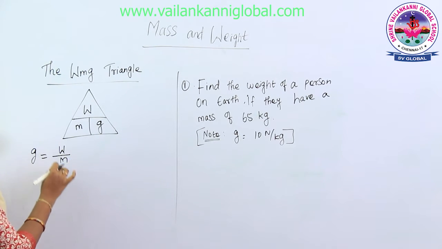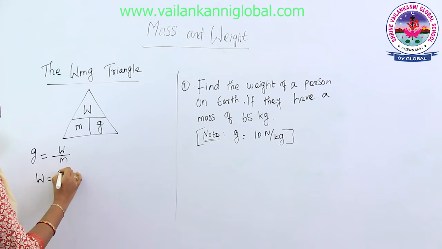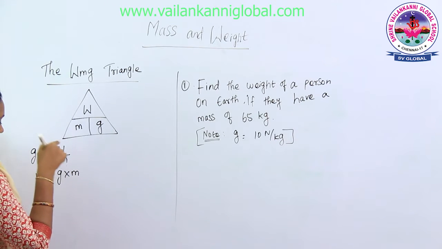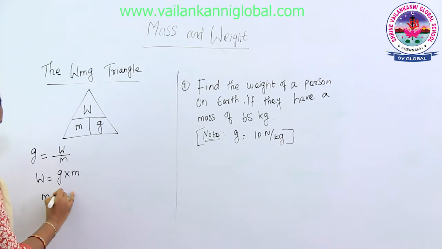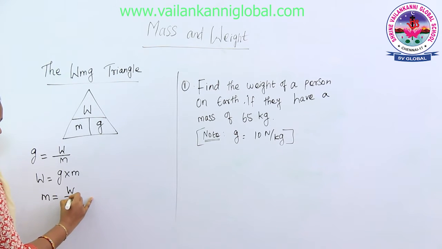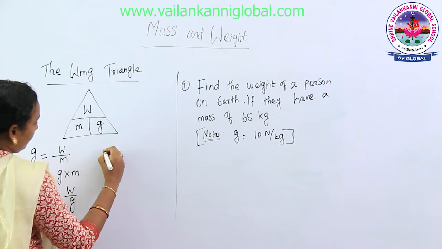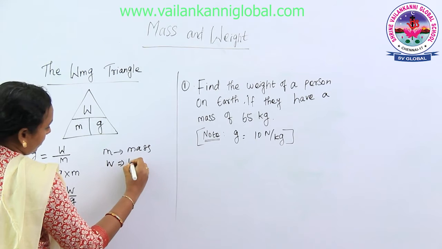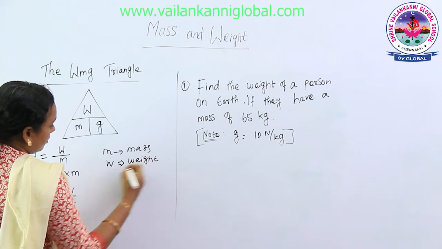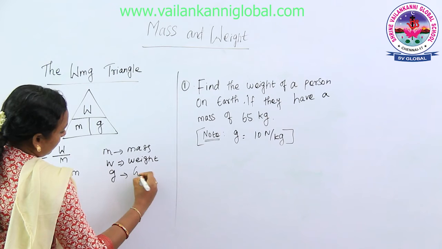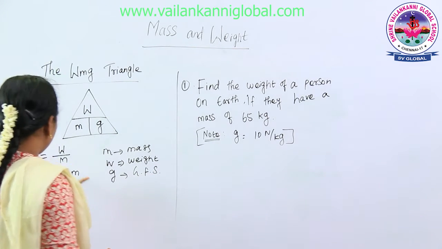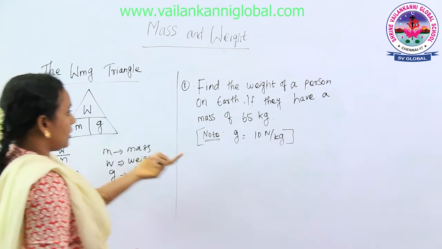And next one, if you want to calculate weight, so W is equal to gravitational field strength into mass. In case you want to calculate mass, mass is equal to weight by gravitational field strength. So here M means mass, W is equal to weight, G is gravitational field strength. Now by using these formulas we are going to calculate one problem.